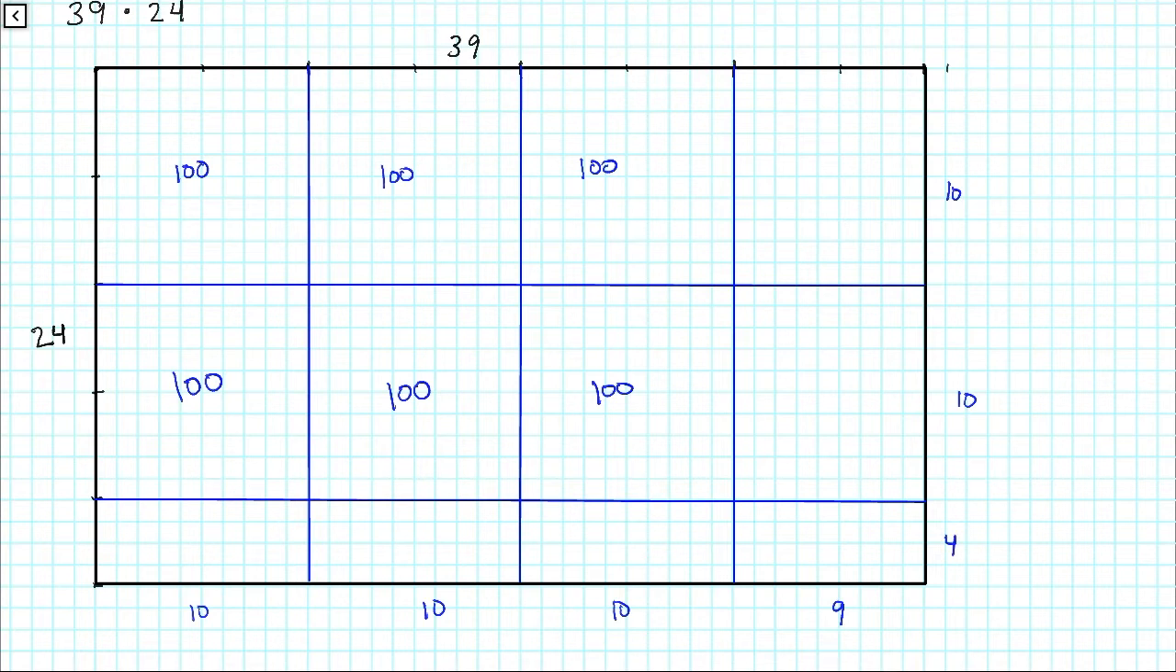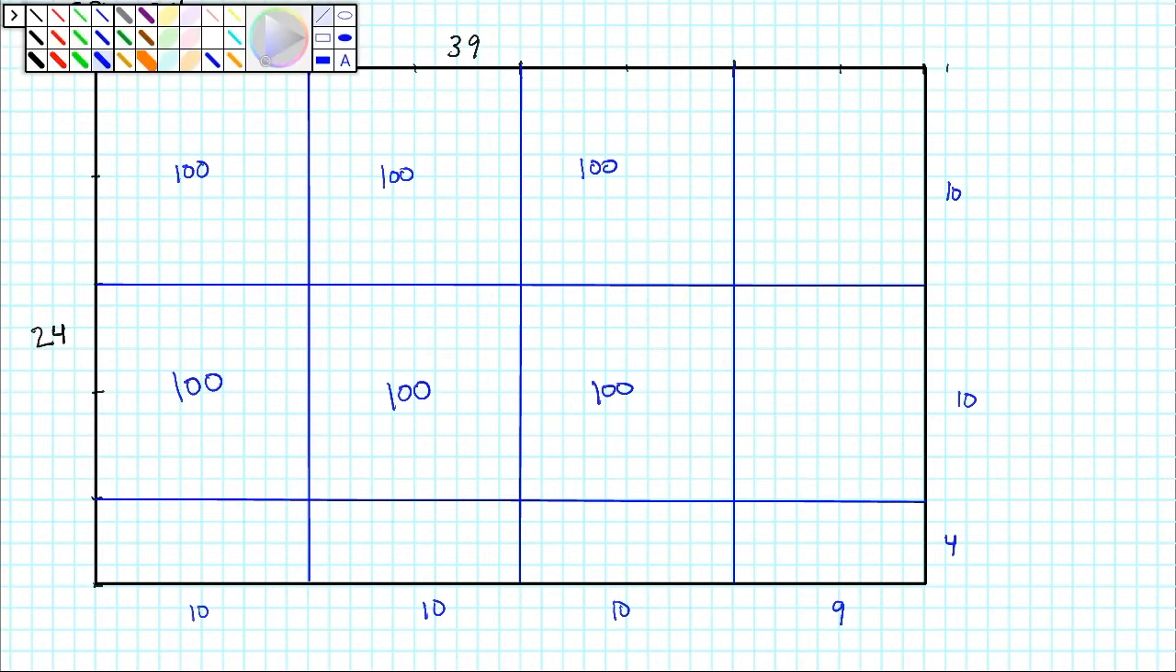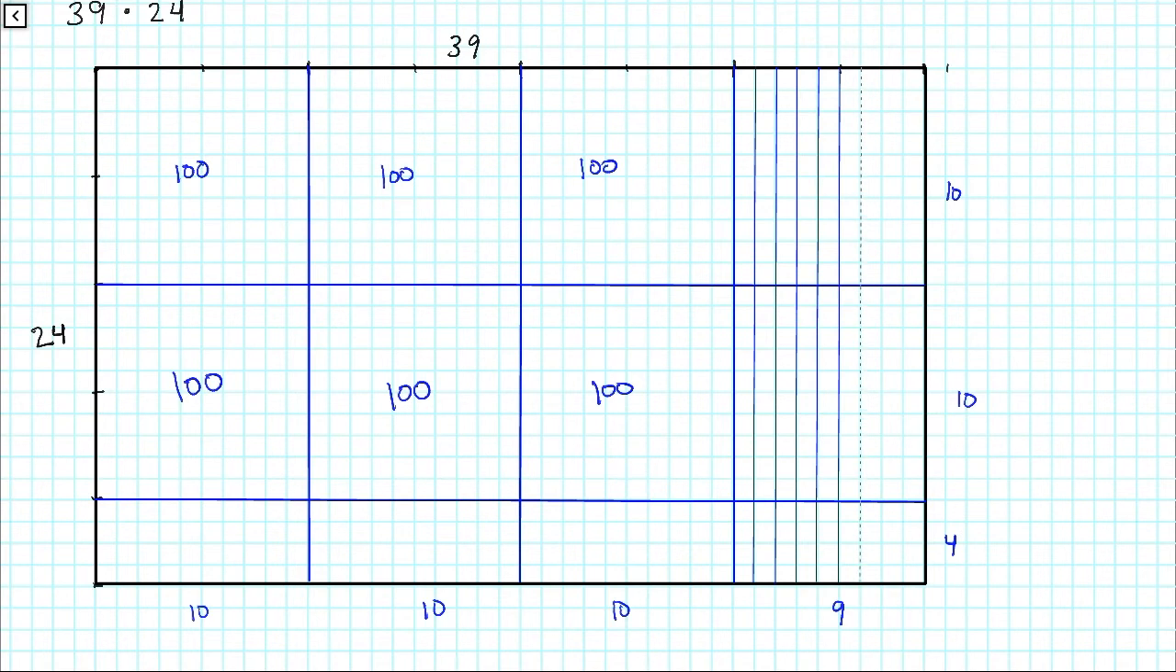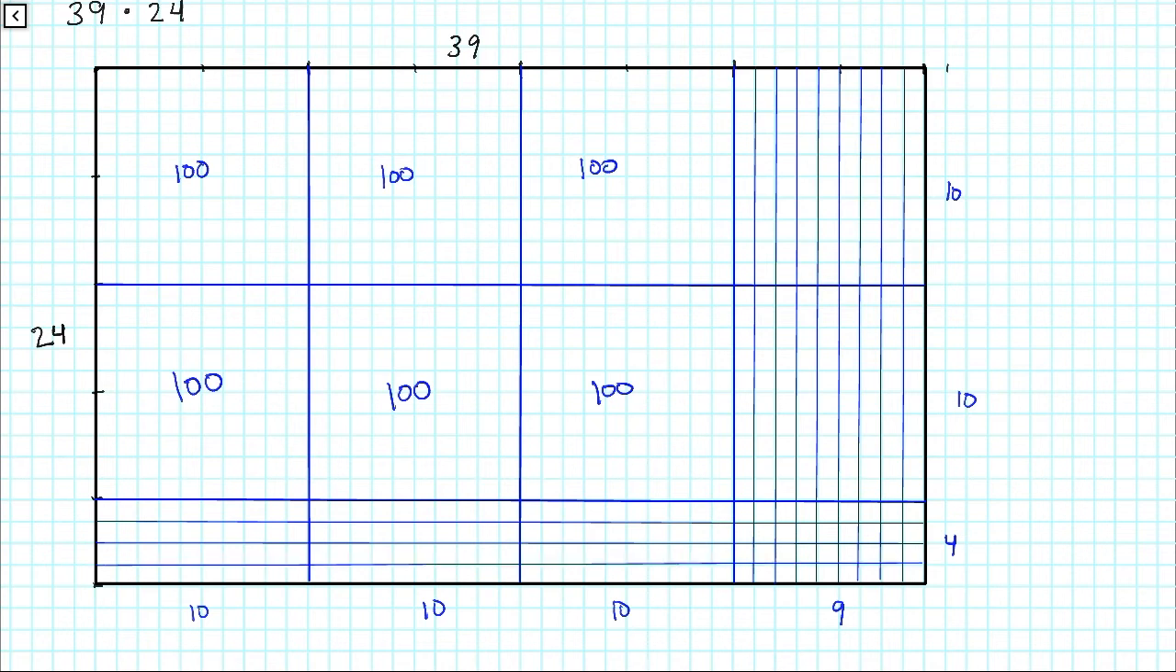So I'm going to do something that I think is useful to do a couple times, but not necessarily every single time. I am going to actually draw out these lines of 1. Okay, now when I do that, I see these bars. Each one of these is a group of 10, and 9 tens, this is 9 groups of 10, is 90. So this here is 90.